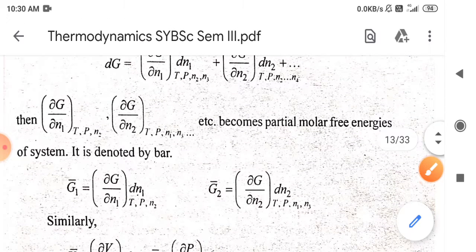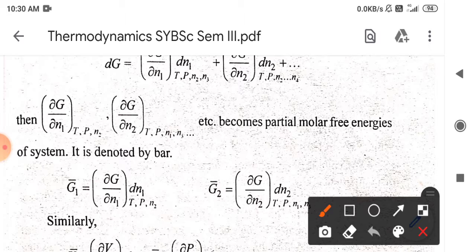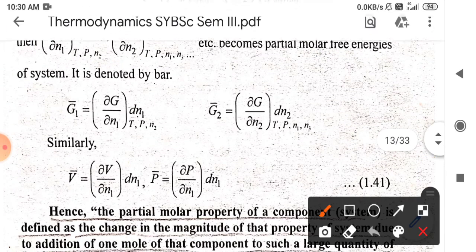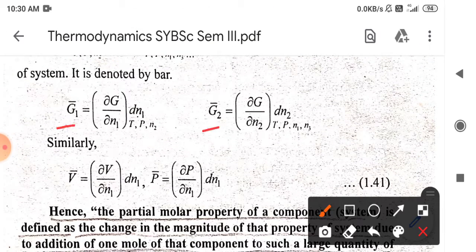So we can say that this term, that is simply dG upon dN1 by keeping temperature, pressure, and number of moles of other component constant, is simply called a partial molar free energy, and it is denoted by G bar 1, G bar 2. Okay, the suffix is used for the specific component: for first component 1, second component 2, likewise.